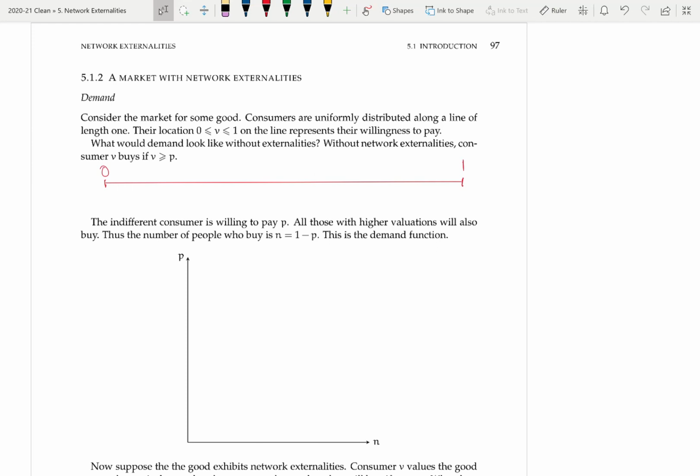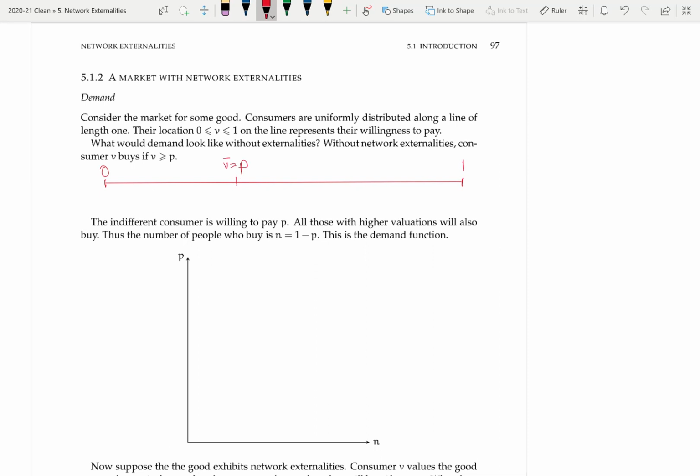Consider the market for some good. Consumers are uniformly distributed along a line of length 1, and the total number of consumers is 1. The location of a consumer represents their willingness to pay. Before we look at the market with externalities, we'll find the demand in the market without network externalities. In this market, V is what they are willing to pay. So a consumer will buy the good so long as their willingness to pay V is at least as large as the price. This means that the indifferent consumer, the consumer with valuation V bar, is the one where their valuation is equal to P. So the indifferent consumer is P.